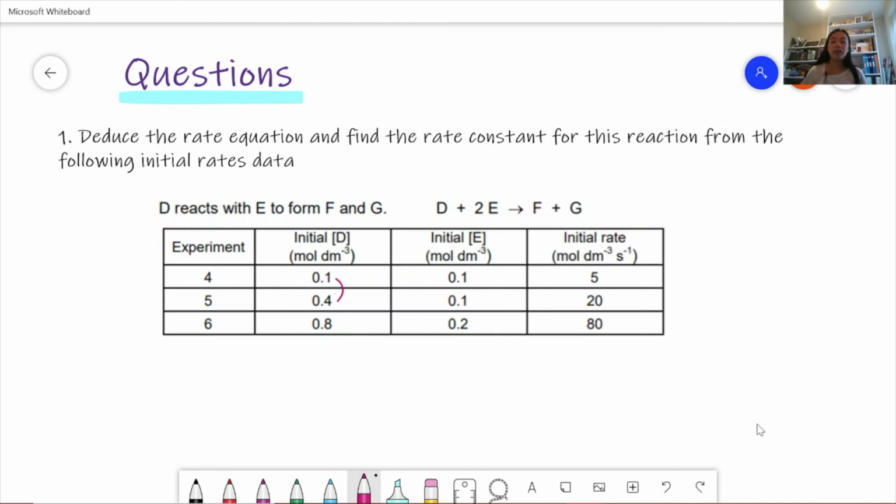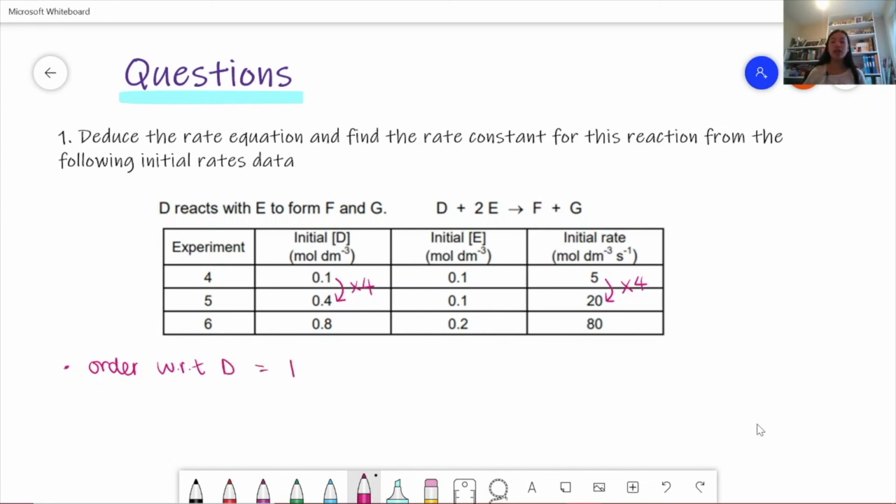The concentration of D changes by a multiple of 4, and then the initial rate also changes by a multiple of 4. So that means we've worked out that the order with respect to the concentration of D is 1, because if we multiply the concentration of D by 4, the initial rate also multiplies by 4. And so we have that the order with respect to D is equal to 1.